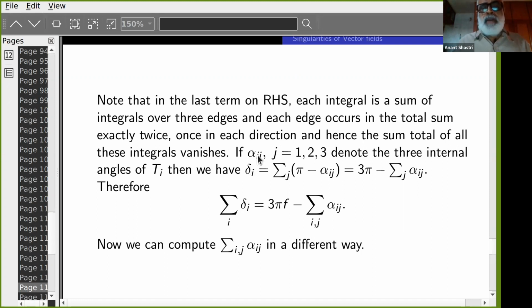So let us look at alpha ij, j equal to 1, 2, 3, denote the 3 internal angles of Ti. Ti is a triangle. Look at the internal angles of Ti. Then the sum of the external angles delta i will be equal to the sum over j ranging from 1 to 3, only j 1, 2, 3. Each external angle is precisely equal to pi minus alpha ij, because alpha ij is an internal angle. So 3 of them, 3 pi minus summation alpha ij.